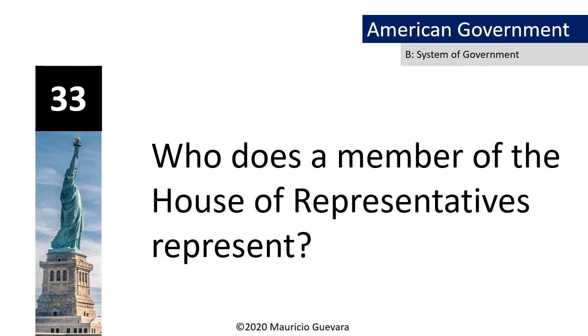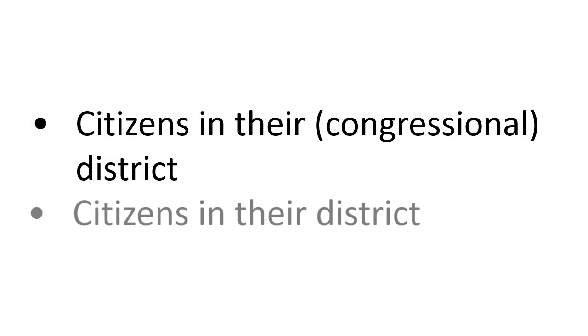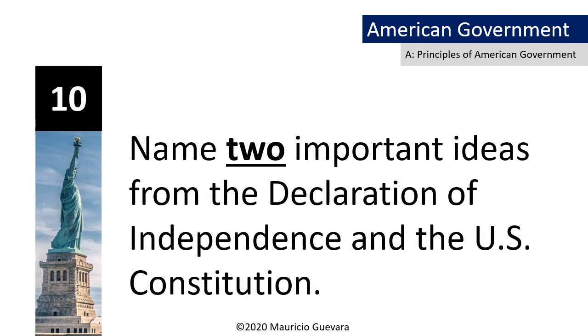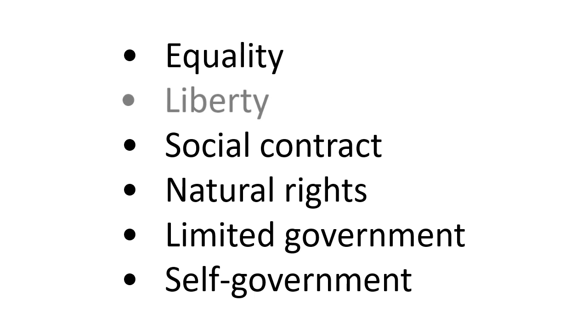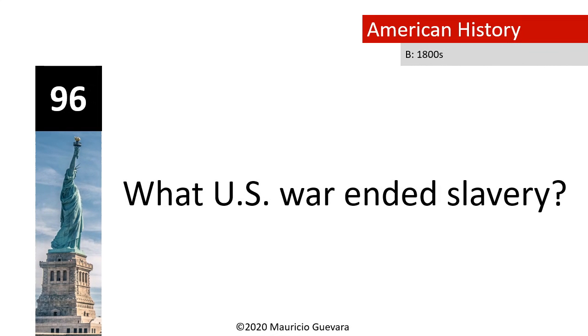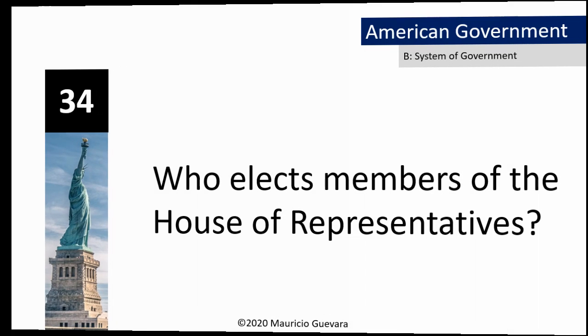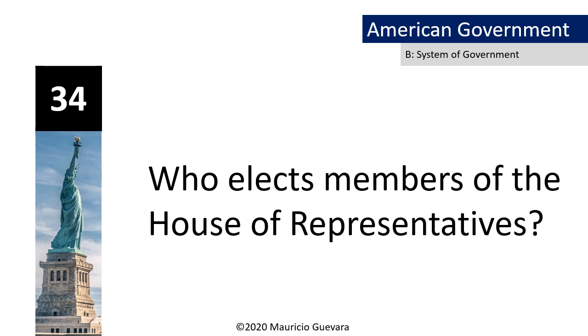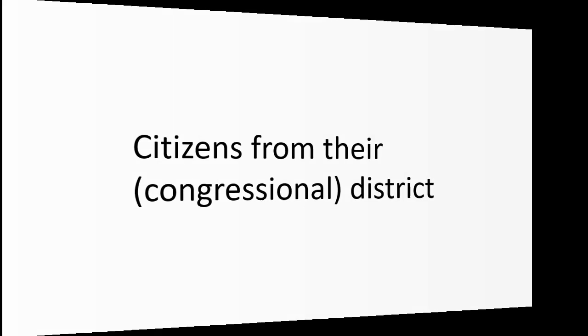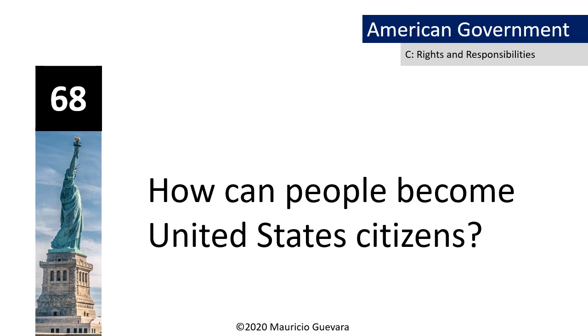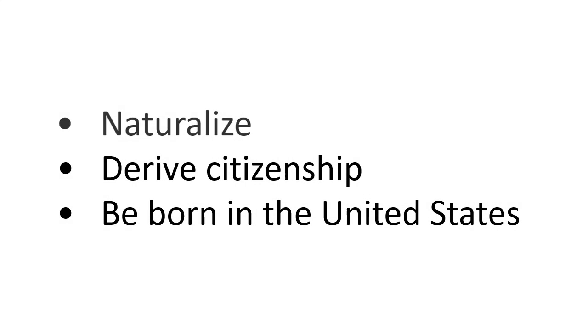Who does a member of the House of Representatives represent? Citizens in their district. Name 2 important ideas from the Declaration of Independence and the U.S. Constitution. Equality. Liberty. What U.S. war ended slavery? The Civil War. Who elects members of the House of Representatives? Citizens from their district. How can people become United States citizens? Naturalize.